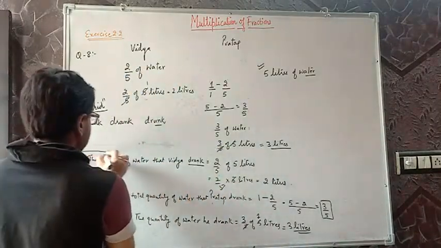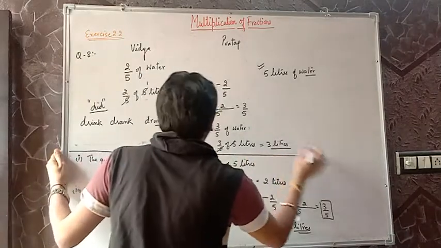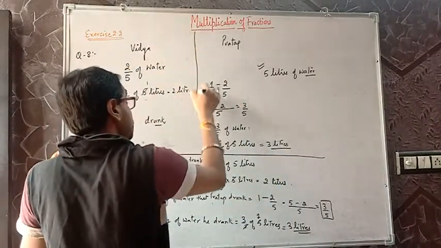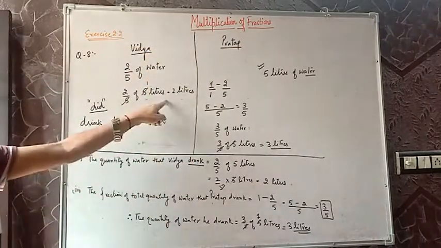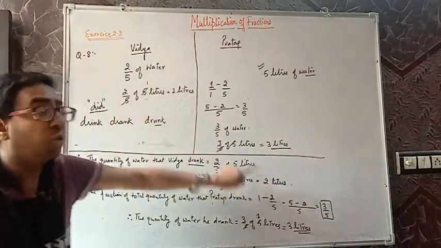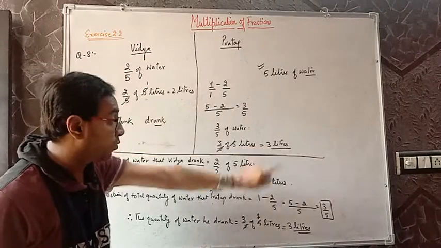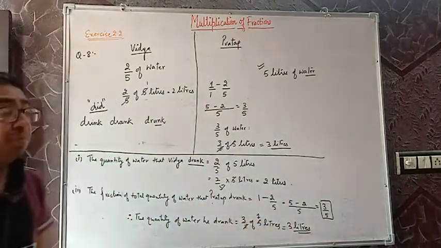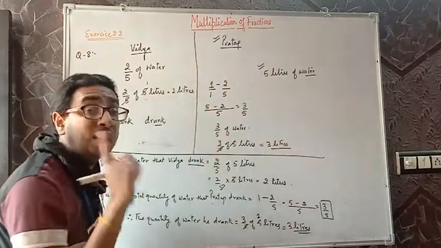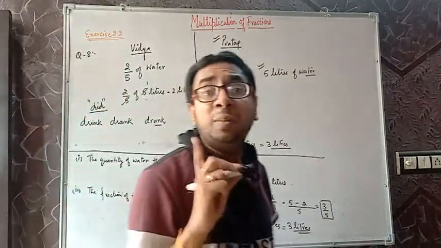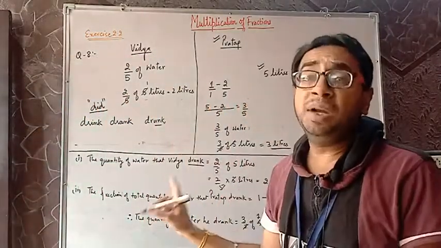Let me do this segregation so that you don't get puzzled. Here I am talking about Vidya, here I am talking about Pratap. Vidya drank 2 liters of water, Pratap drank 3 liters of water. So who got benefited here? Pratap got benefited by 1 liter. Even then 1 liter will help him because they went for a picnic.